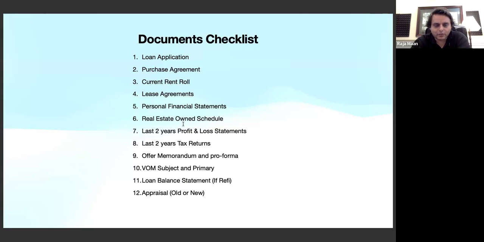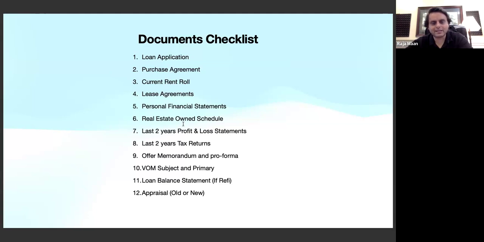Usually we ask for 12 months of bank statements or cancelled checks, and a loan balance statement if it's a refi. Appraisal, old or new, is very important. If it's an old appraisal, we can at least see what the value was 2 years ago and what it is now. It will give a good picture of the value of the property.